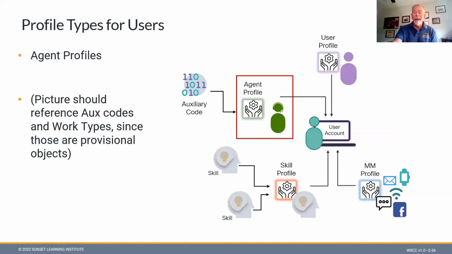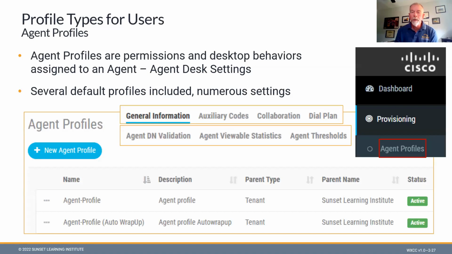Next section here is on agent profiles. Agent profiles, a little bit different than user profiles, but similarly related. Agent profiles are basically your agent behavior as an agent person taking a phone call or email or a chat. I would liken this over in the contact center enterprise world to something that we would call agent desk settings. Basically, what kinds of things happen over there.